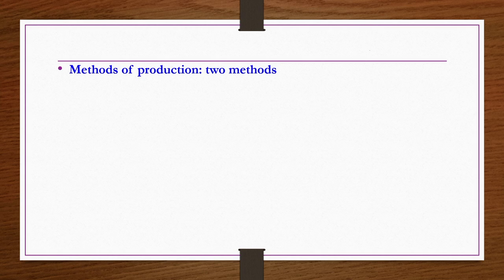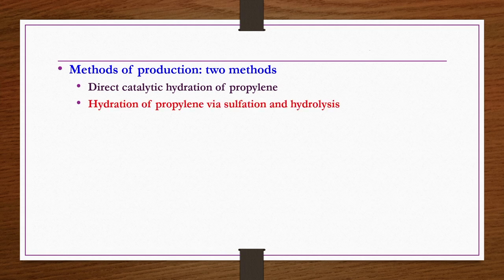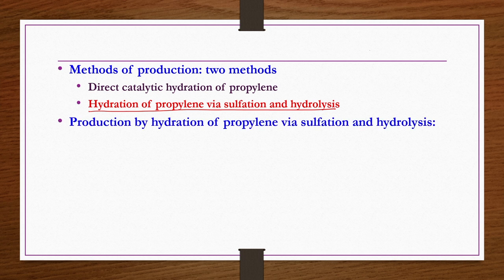Methods of production of isopropyl alcohol or isopropanol, two methods are there. One is the direct catalytic hydration of propylene, another one is hydration of propylene via sulfation and hydrolysis. So, we are going to discuss this process. First, we do the sulfation of propylene and then whatever the intermediates form, we'll be doing the hydrolysis of such compounds to get isopropyl alcohol.